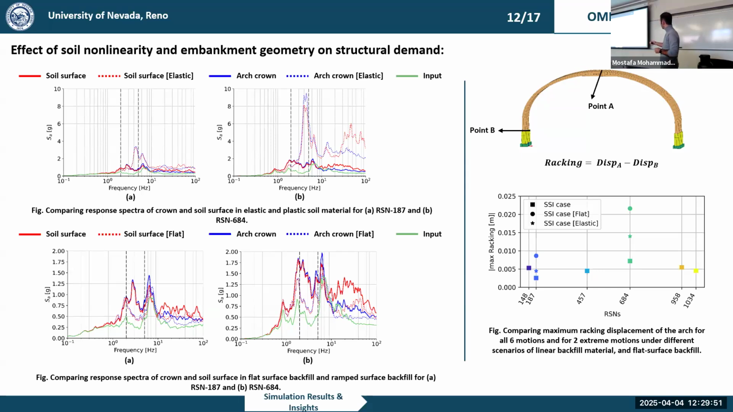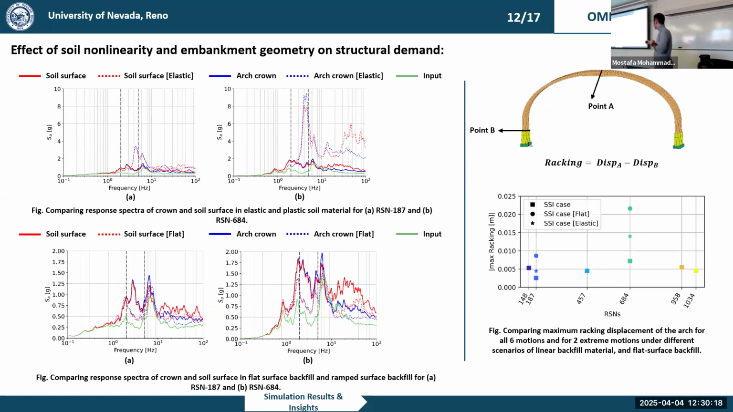And we can see that for the SSI case only, which are these square ones, they are all in the proximity of 5 millimeters. But when we use, for example, flat surface and elastic surface, we will see that the flat surface will increase the racking displacement in comparison to when we use only elastic soil and when we have the SSI case. And it is the same trend for both of these two cases that we have studied.